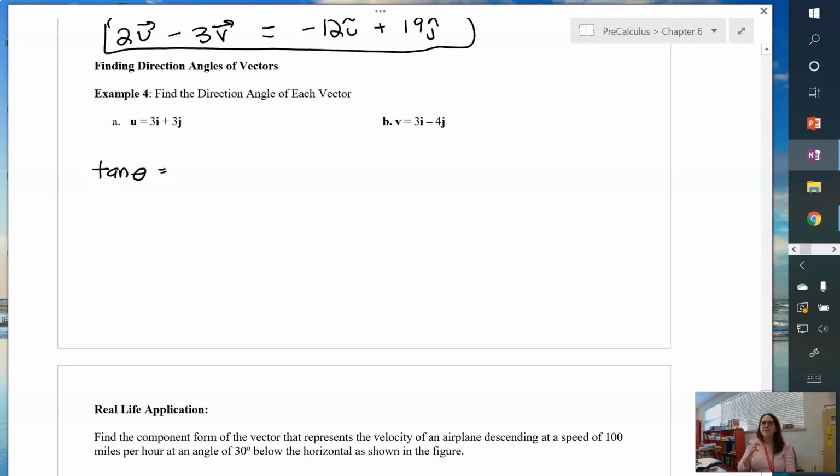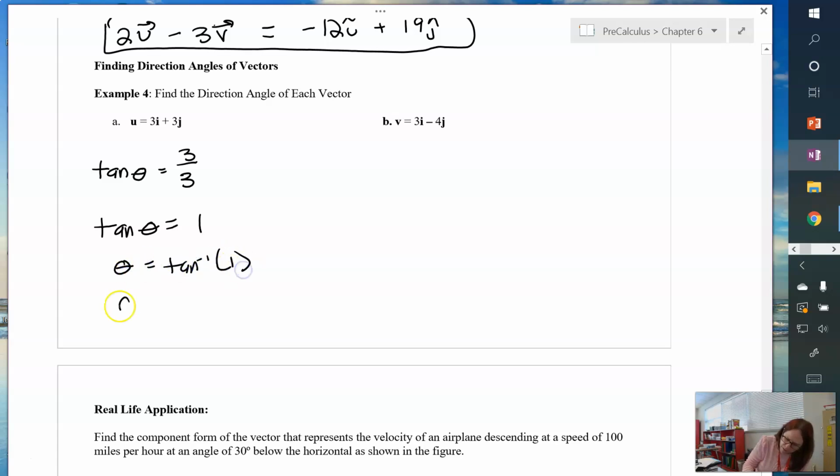equals, you're going to take the coefficient of the j vector, which is 3. You're going to divide it by the coefficient of the i vector, which is also 3. So you're going to get tangent of theta equals 1. Now grab your calculator, do the inverse tangent, and your angle is going to be the inverse tangent of 1. And if you're in degree mode, you're going to get 45 degrees.